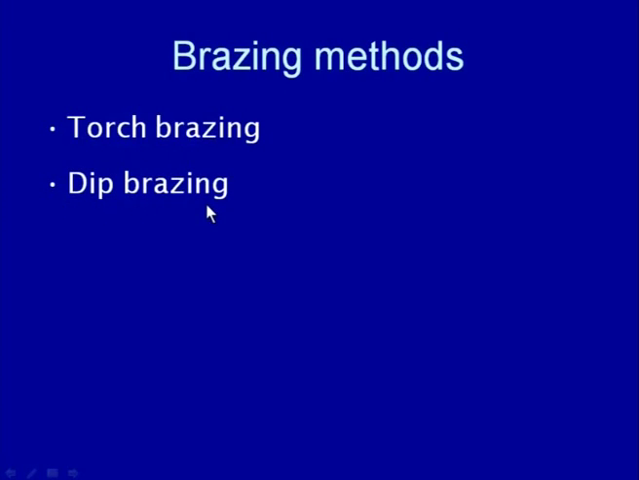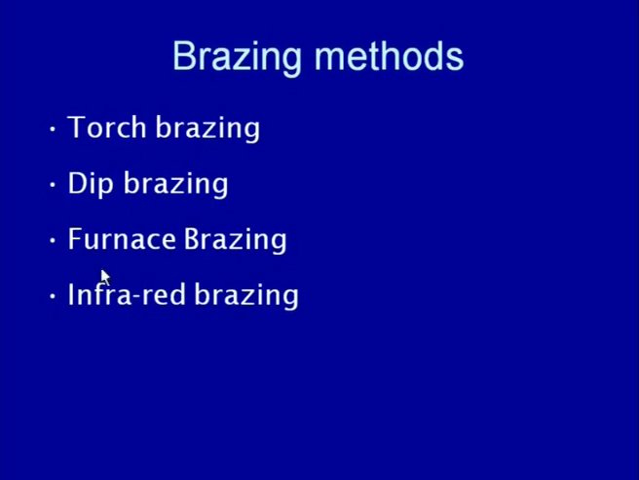In the dip brazing, the salt bath is used for heating the components to be joined. In the furnace brazing, the components to be joined are passed through the furnace, and then under those conditions the filler material melts and gets distributed between the components to be joined. Then infrared brazing, where infrared rays are used for heating the components to be joined. And induction brazing, where the induction effect is used for developing the heat for heating the components to be joined. One by one we will be taking up these brazing methods.